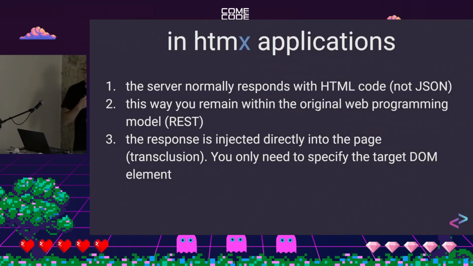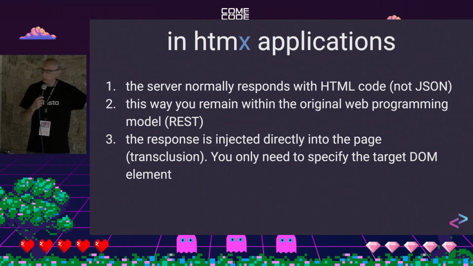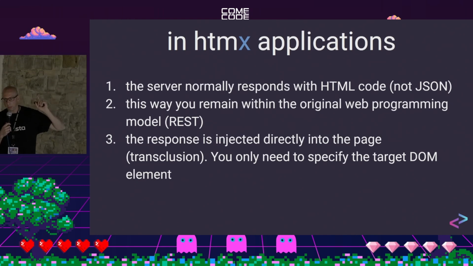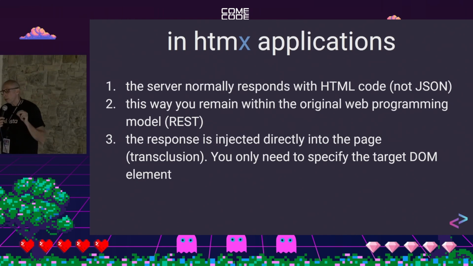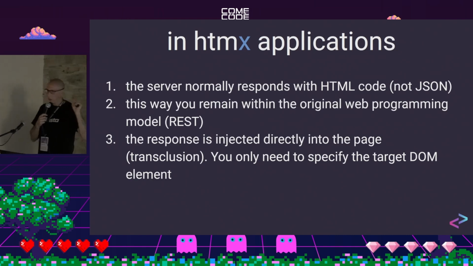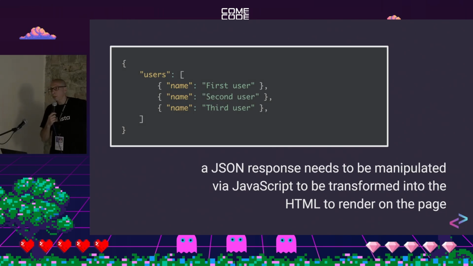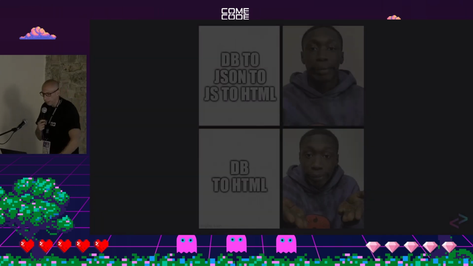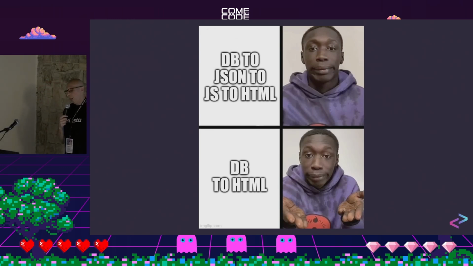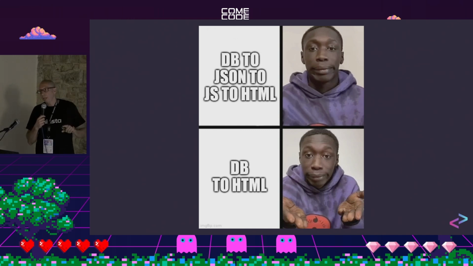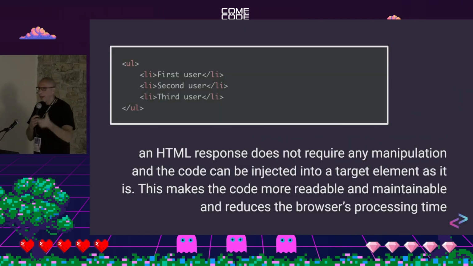Another great thing about htmx is that it responds with HTML code, not with JSON. So this is time saving. This way, you remain within the original web programming model, and the response is injected directly into the page with transclusion. You only need to specify the target DOM element. This is the classical response from a server: a JSON response, but you need to convert JSON to JS to HTML, and then you can render it on the page. While with htmx, you just have HTML from the server. This is the common response from the server when you use htmx.